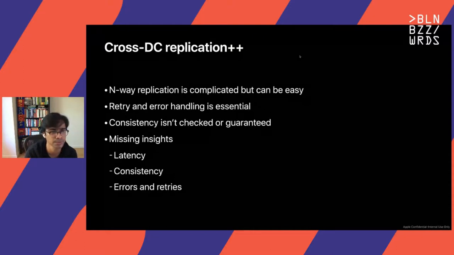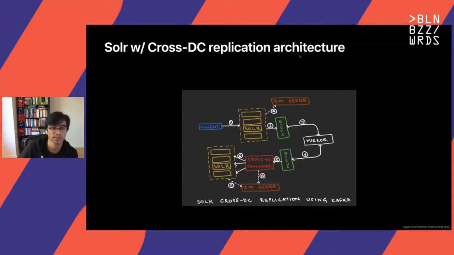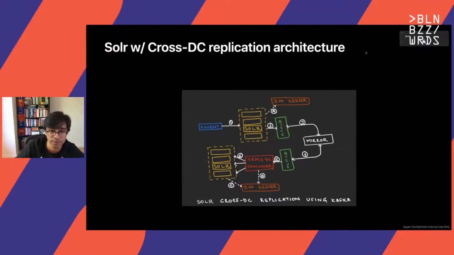And insights that were missing from the previous cross-DC replication, things like latency, consistency, errors and retry counts. But in this case, we built a system where we get all of those numbers as well. So how does this setup look? This is the basic architecture diagram for what we use, and we use Kafka.